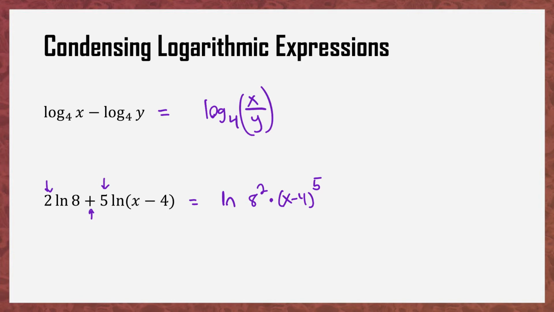And I certainly can multiply out 8 squared. That would be the ln of 64 times x minus 4 to the 5th. And I could also multiply out x minus 4 to the 5th, but that will give me a giant number. So I'll just leave it like that.